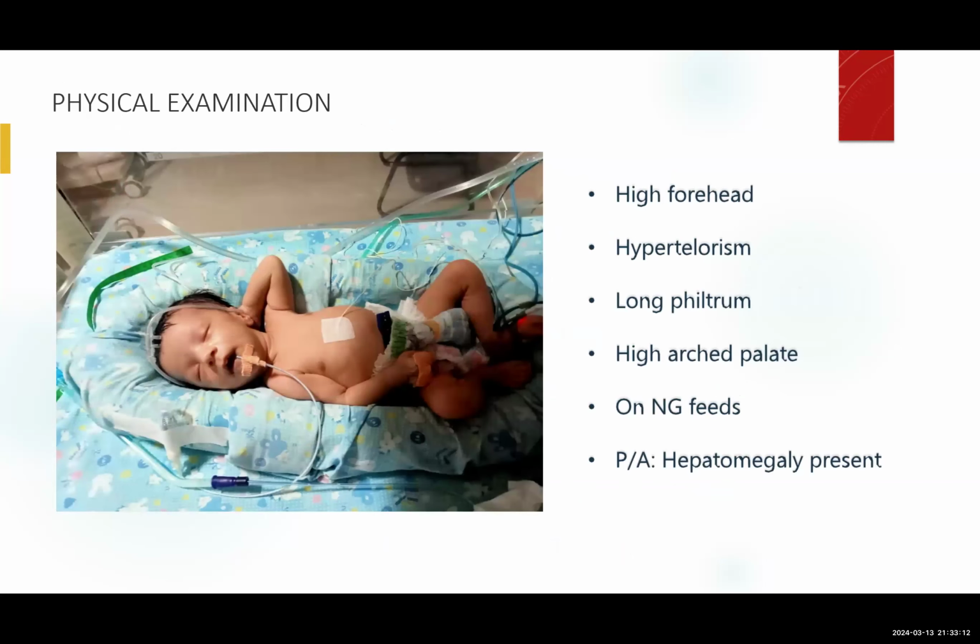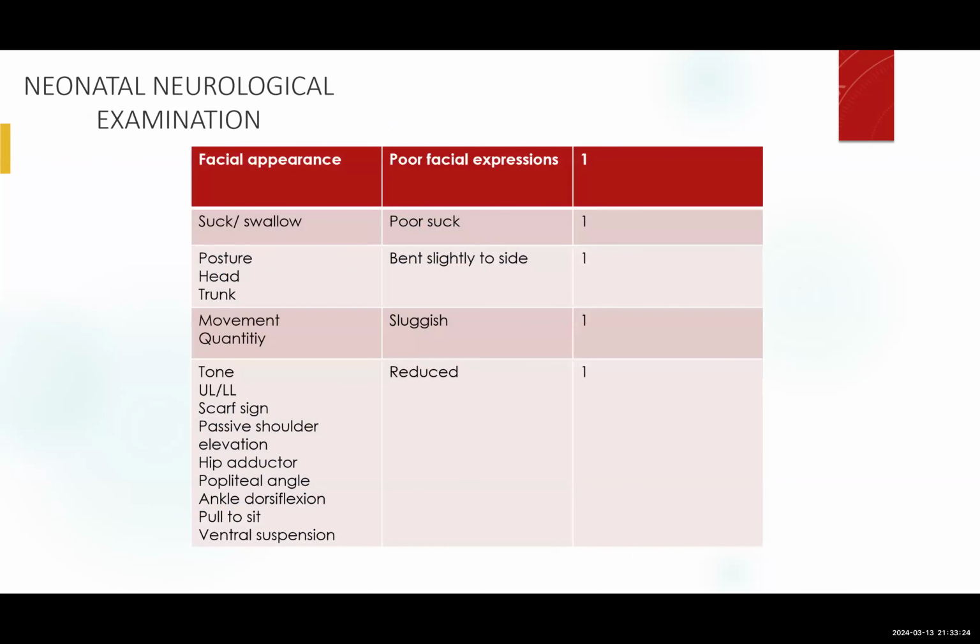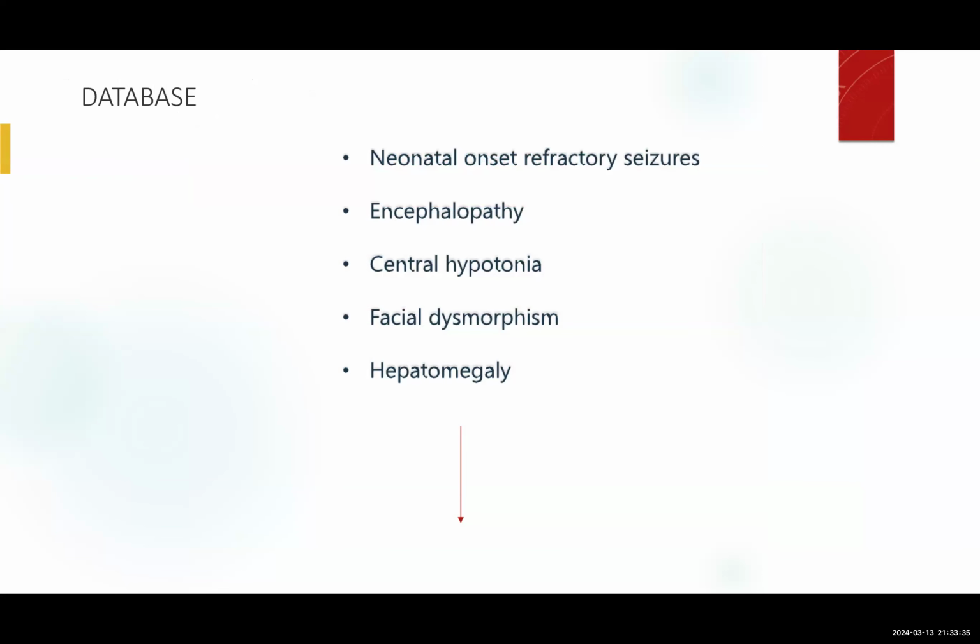On physical examination, as we can see in the photo, the baby had a high forehead, hypertelorism, long philtrum, high arched palate, and was on NG feeds. On per abdomen examination, hepatomegaly was present. Neurological examination revealed central hypotonia, with the Hammersmith neonatal neurological examination showing an optimality score of 25 at term. So in summary, we have a neonate with refractory seizures, encephalopathy, central hypotonia, facial dysmorphism, and hepatomegaly.